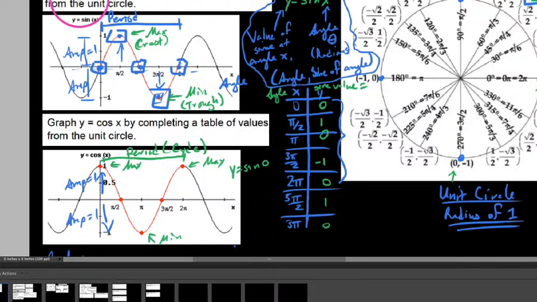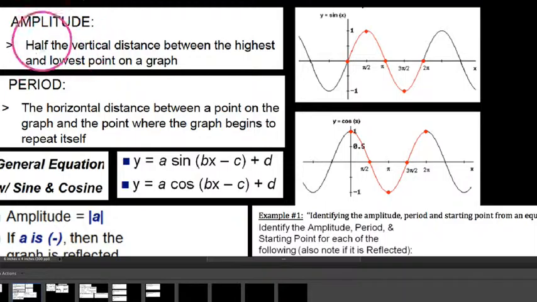In the next video, we're going to look at how, from the equation of the function, we can put together what we know about this graph in terms of amplitude and period.